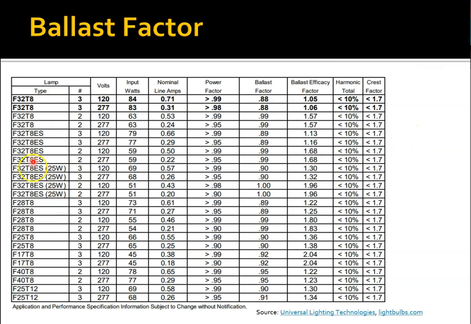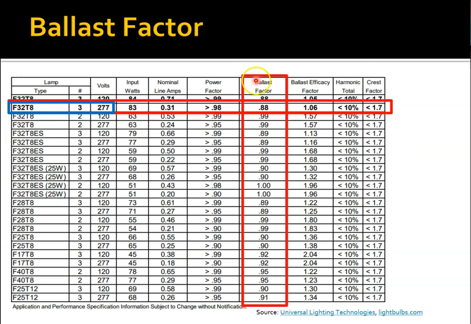Okay, so you can see we have all different types of lamps. F32, that's 32 watt. This is a 28 watt. This is a 25 watt. This is a 17 watt. And then the number of lamps is a consideration, right? And so remember, we have an F32 T8, and we have 3 lamps. Now the voltage is important too. We'll just assume we have 277 volts. And so based on that, our ballast factor, right? You look at the ballast factor column here, and our ballast factor is going to be 0.88. Okay, so ballast factor of 0.88.